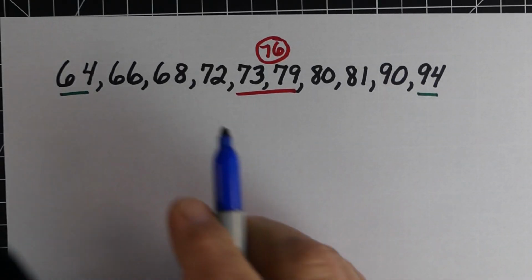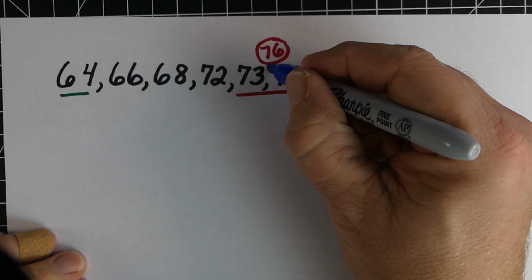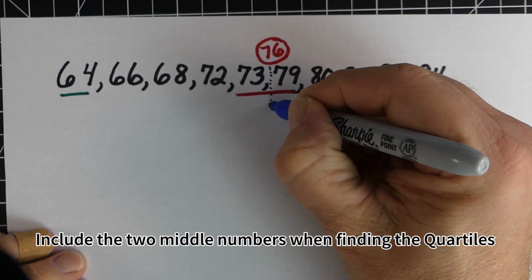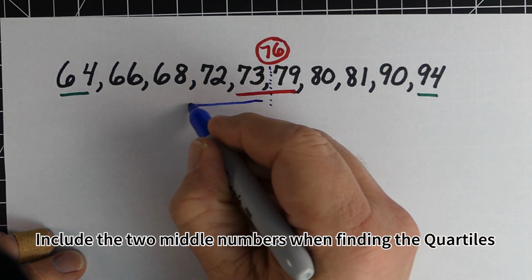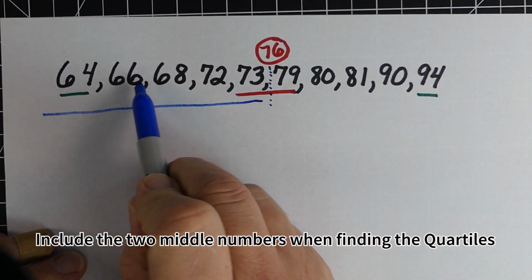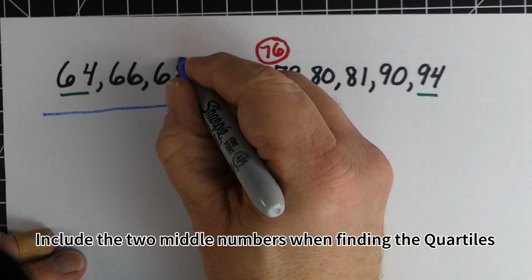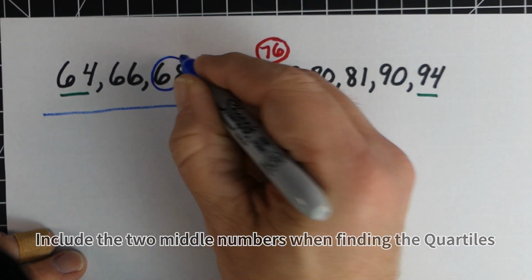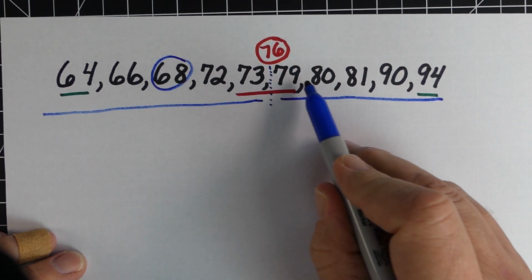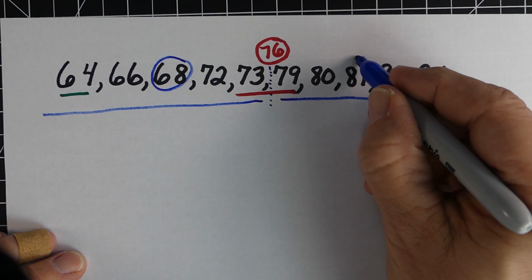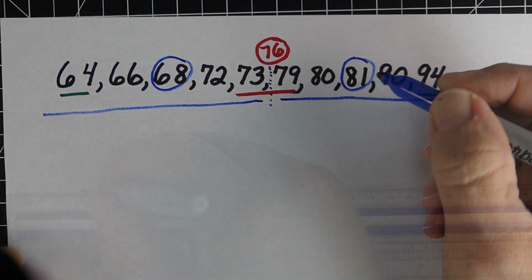Now, this is the number one spot where people make mistakes. What we're going to do with these 2 numbers in the middle, we're going to split them. And we're going to include each of those with the different quartiles. So I'm including the 73 with the smaller numbers. So there's 5 numbers here, not 4. So 68 would be the median or the lower quartile. 81 is going to be the median of the bigger numbers or the upper quartile.